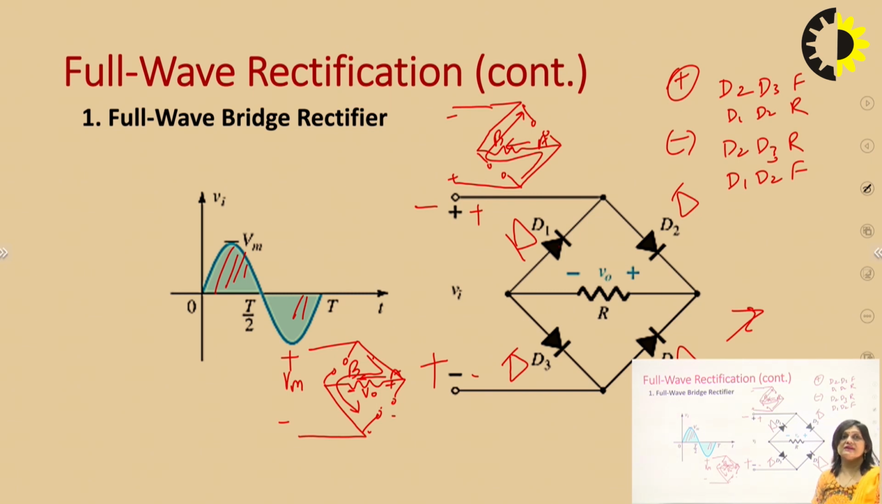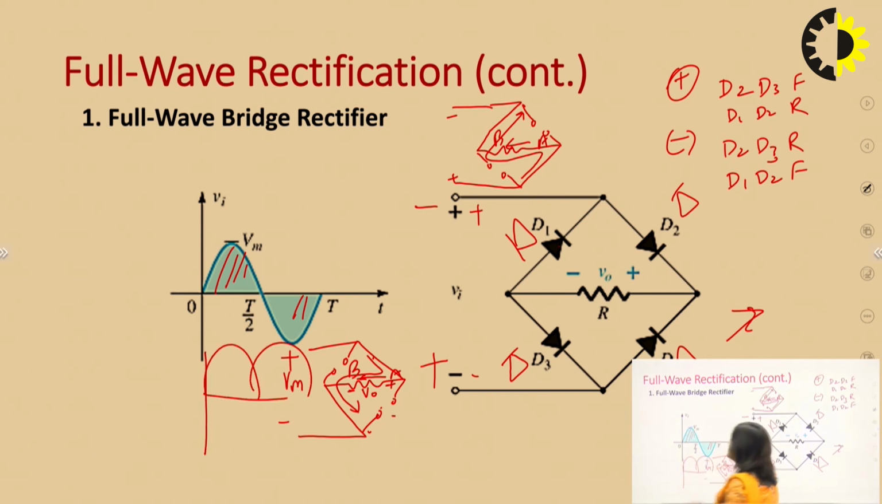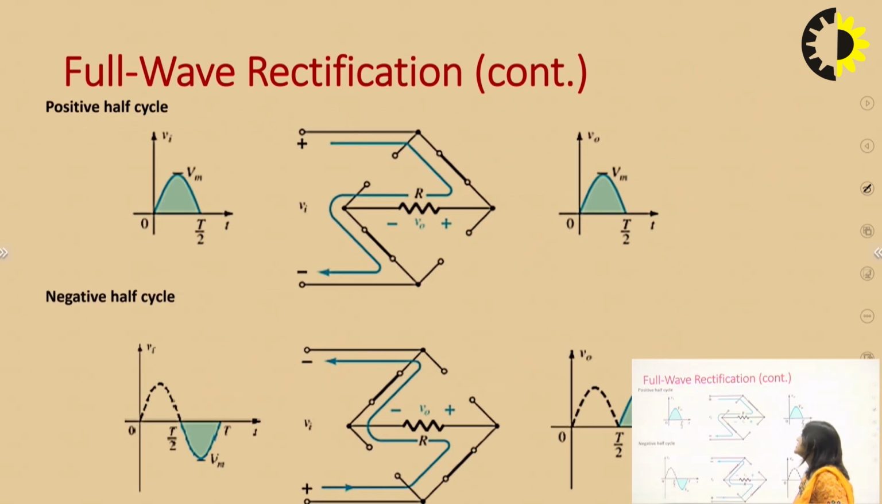This means in both cycles, the direction of current remains the same in a full wave rectifier. That's why the output will be in this way. For both cycles, the same orientation will be there. In the positive half cycle, you can see these diodes are shorted and the direction of current is in this way. In the negative half cycle, the direction of current is again in this way. So in this load resistance, in both cycles, the direction of current is the same. Like this, so this is the output.